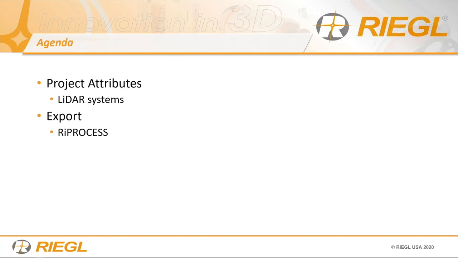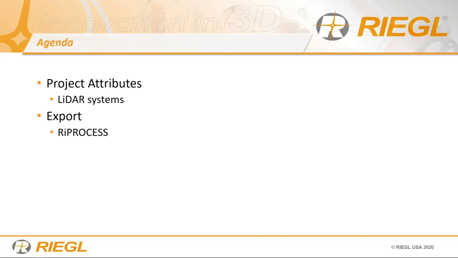Right. Let's go over the agenda. On project attributes, we're going to talk a little bit about the project, a very cool, exciting project that we've been working on for the last few months and will continue working on throughout the remainder of 2020. For the LiDAR system that we use, I'm going to go into a little bit about the specifications and the scan parameters, not too much in detail. If you want more detail, contact us directly. And then we're looking at export, right? In order to combine something, we've got to have some exports in there, and we're going to be using RiProcess.